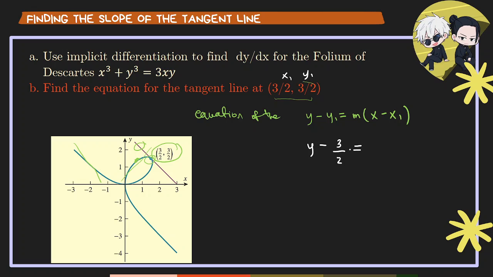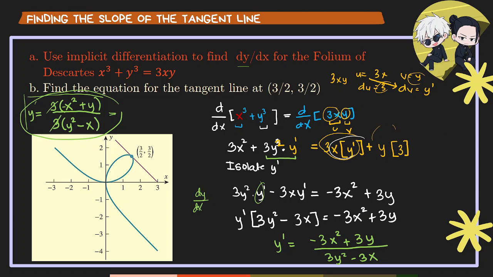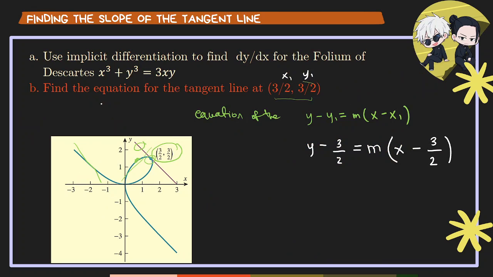It's equal to m. What is our m? Wala tayong m. Pero meron tayong x ba? Wala rin. Pero meron tayong x sub 1 which is 3 over 2. Now, a while ago, we found the slope which is this one. So, ang gagawin natin dyan? Ang slope natin ay y prime, diba?